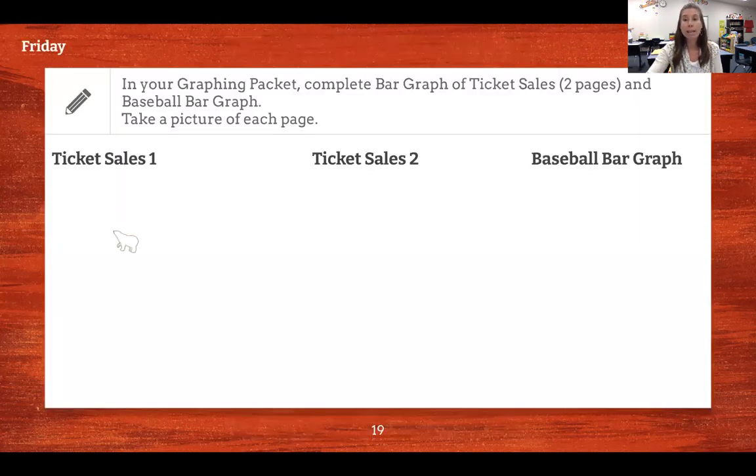Then you're going to take your beautiful pictures so I can see all your beautiful graphs and your wonderful handwriting, and make sure your teacher can read your pictures. Okay, make sure that the pictures, your teachers can see the answers.